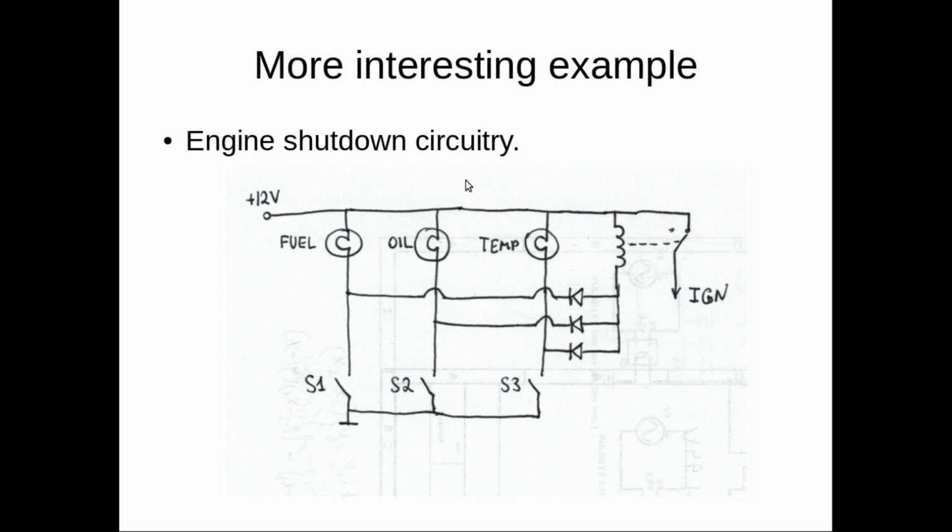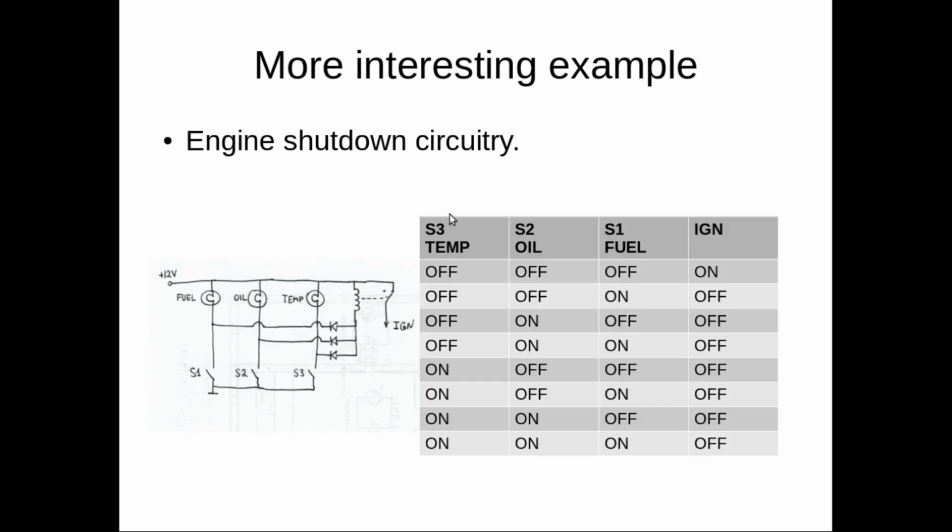Let's first construct a truth table for this example. We will need to enumerate all possible combinations of the 3 switches, and so the total number of combinations will be 2 cubed, so 8 in total. And for each row we need to figure out what happens to the voltage on the ignition wire.